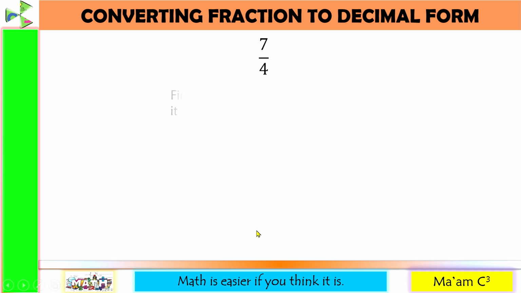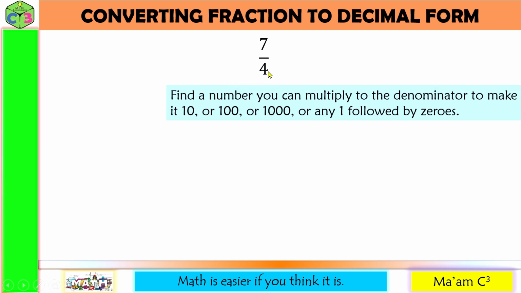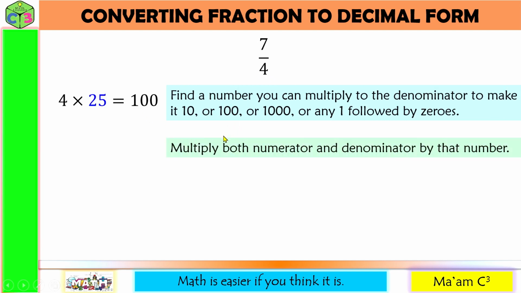Another one. Step 1 again. We can multiply 4 by 25 to make it 100. Step 2. Multiply both numerator and denominator by that number. 7 times 25 is equal to 175. 4 times 25 is equal to 100.